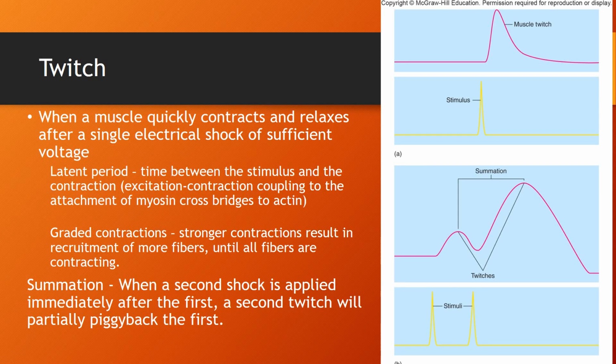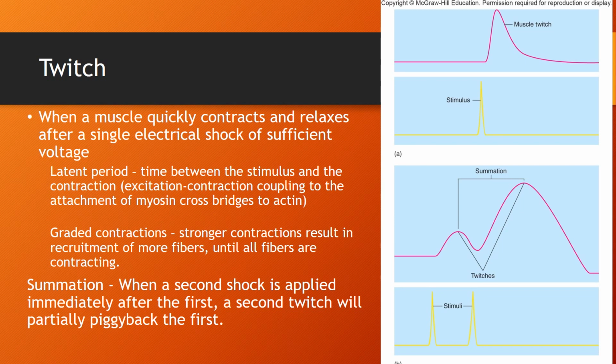Here we'll begin with what is a muscle twitch. So this is when a muscle quickly contracts and relaxes. And this is typically due to a single electrical shock of certain types of voltage or due to one action potential that's firing. Okay.